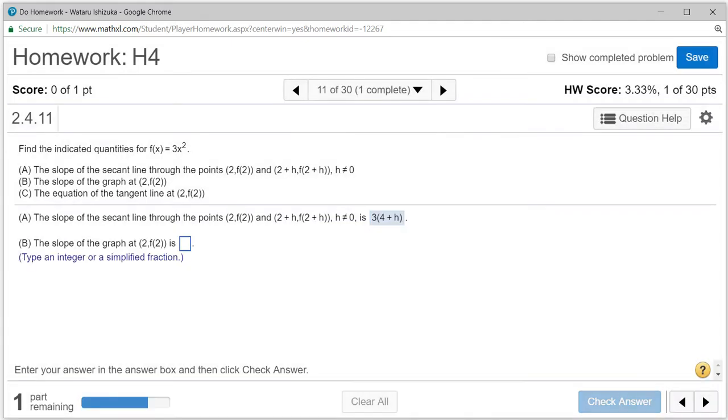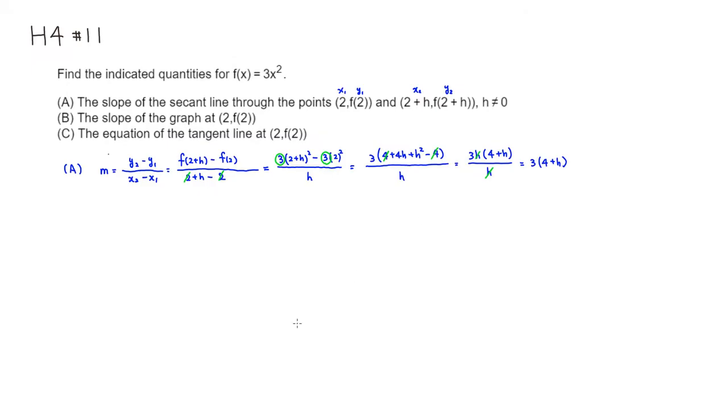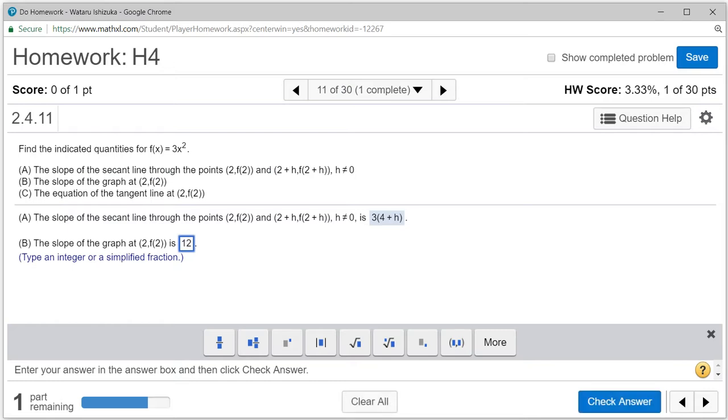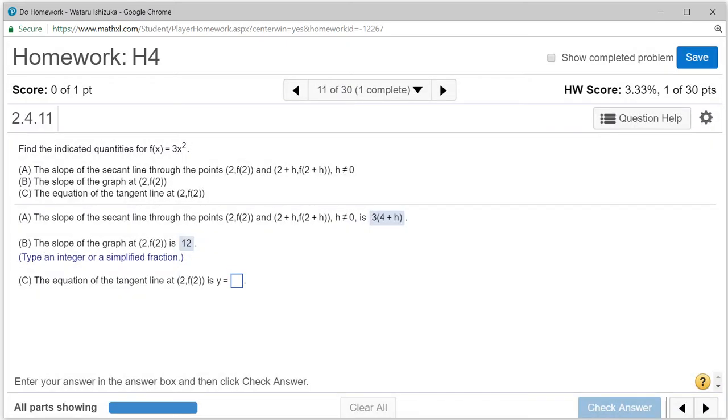Part B. We want to find the slope of the graph at 2, f of 2. All we have to do is take the limit of the result from part A as h approaches 0. So m is equal to the limit of 3 times 4 plus h as h approaches 0. This h is going to disappear because it approaches 0. So what's left is 3 times 4, which is 12. Let's type it in. The answer is 12. Check the answer. We got that.